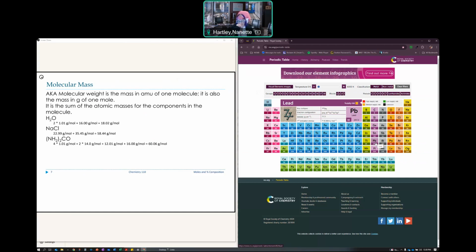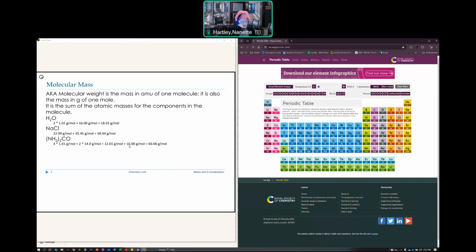If we wanted to talk about the mass of NaCl, it's the sum of the Na and the Cl. If we want to talk about NH2,2CO, this 2 that's here applies to the N, so there's 2 of those. And the hydrogen, there's 4 of those. And the CO, so 4 times the hydrogen, plus 2 times the nitrogen, plus the carbon, plus the oxygen. Okay, so make sure that we're distributing those numbers appropriately to make sure that we're calculating the mass correctly. So we have to make sure that we're accounting for everything that's in there.